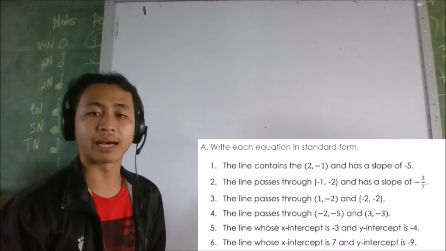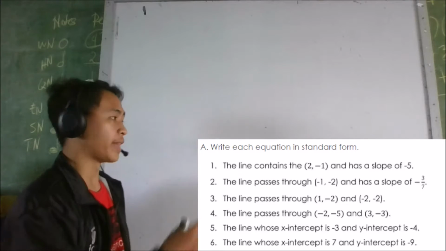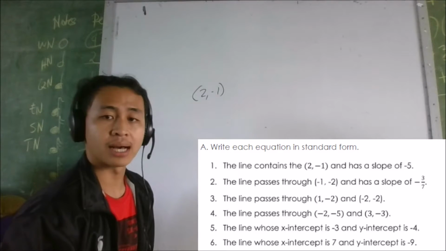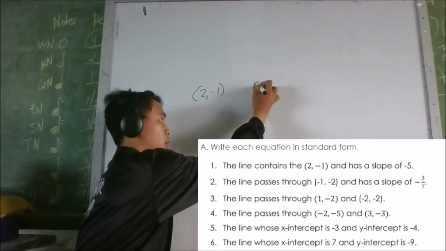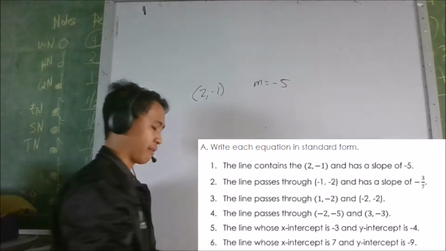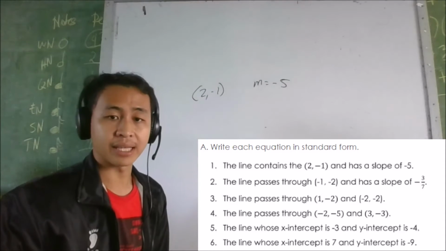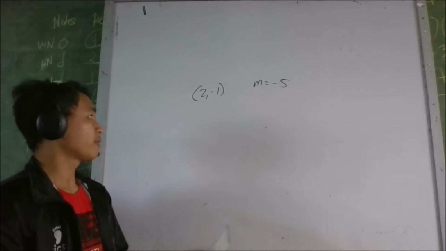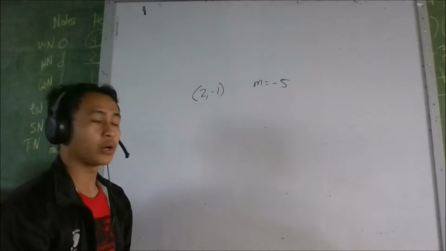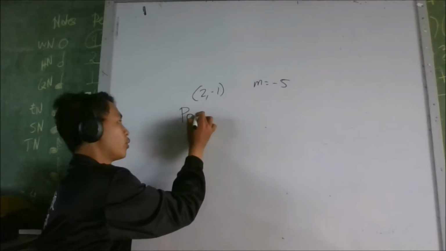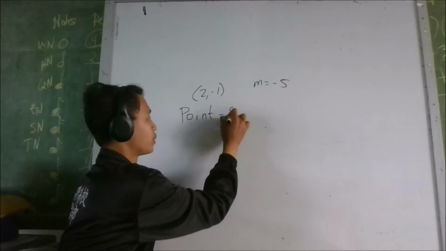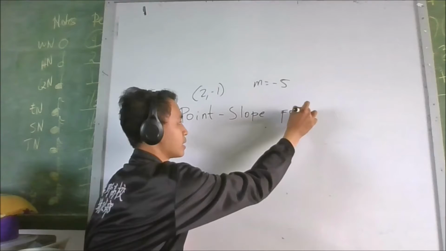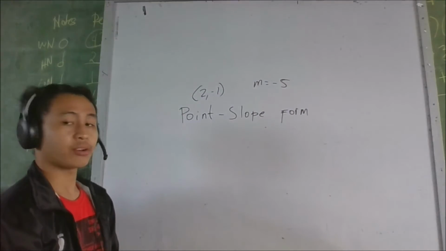Number 1, the line contains 2, negative 1. So that is 2, negative 1. And then has a slope of negative 5. So our slope is equal to negative 5. So what we're going to do is find the equation of the line. Okay? So if we are given 1 point and 1 slope, what we're going to use is what you call the point slope form. Okay? So that is the formula that we're going to use.